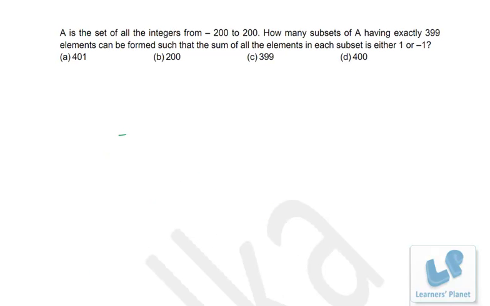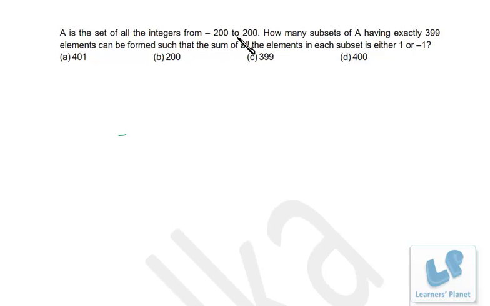Now we have a problem based on number system. A is the set of all integers from minus 200 to 200. How many subsets of A having exactly 399 elements can be formed such that the sum of all the elements in each subset is either 1 or minus 1?